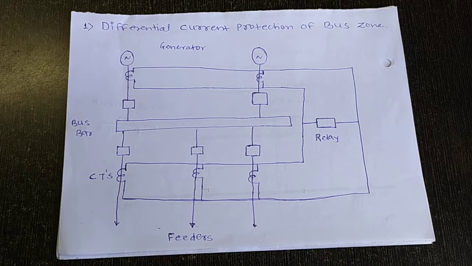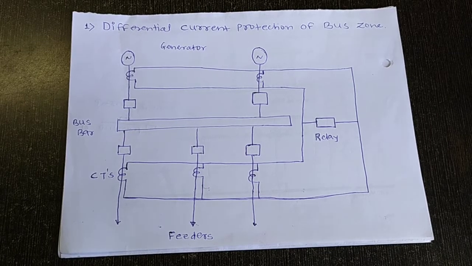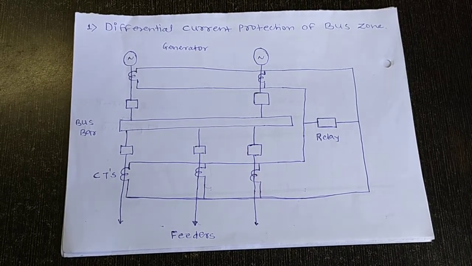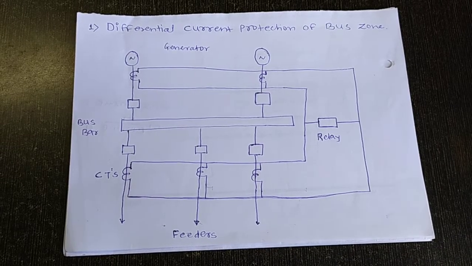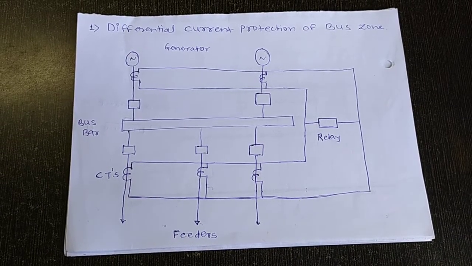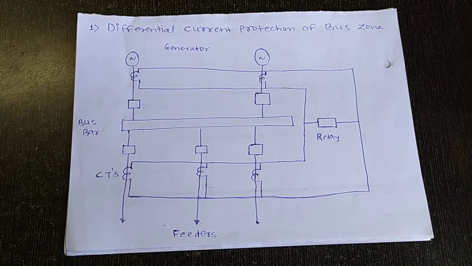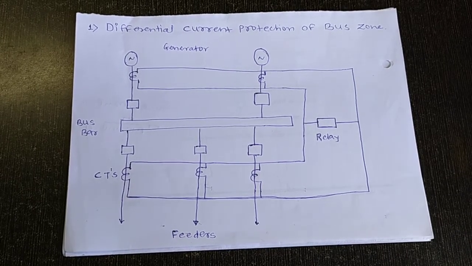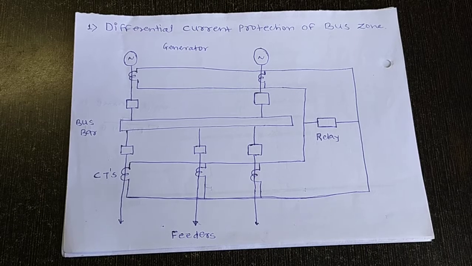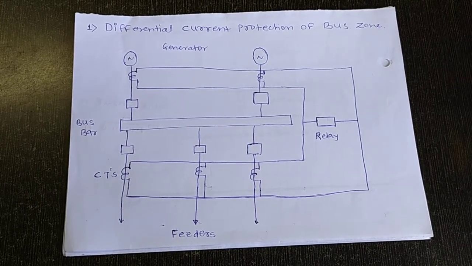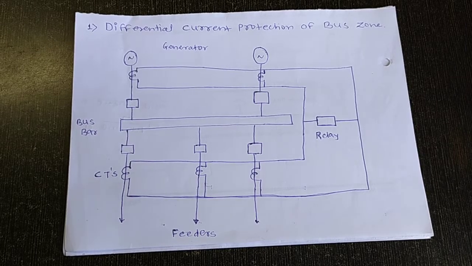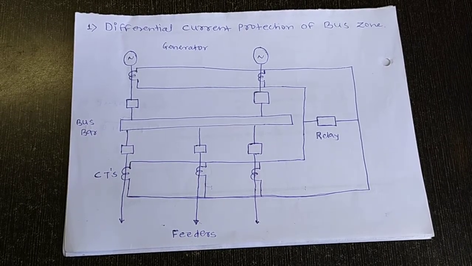The first method is differential current protection of the bus bar. The operating principle is based on Kirchhoff's current law, that is, the algebraic sum of current entering and leaving the bus bar zone must be 0 at normal operating condition. Whenever a fault occurs, the algebraic sum of current will not be 0 and the relay will operate.